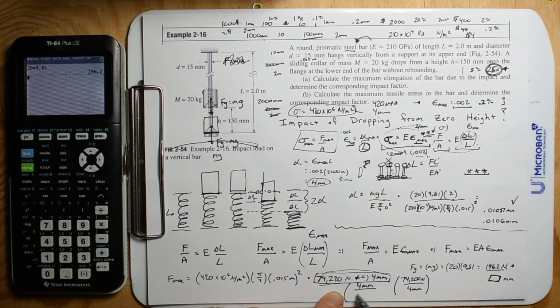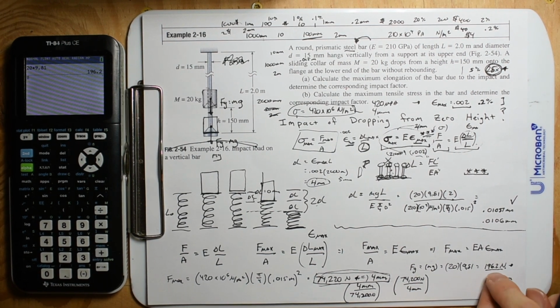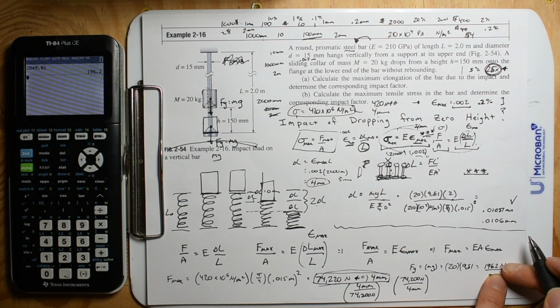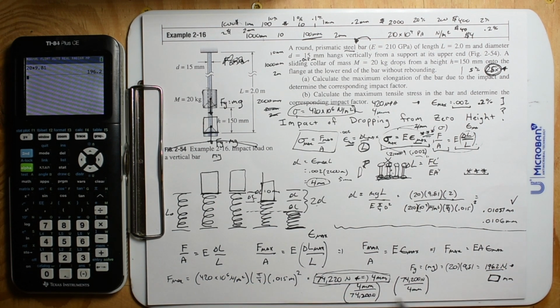4 millimeters divided by 74,200 newtons. Because if it's your first time at the rodeo, you know what I mean, one of these is useful, the other one's not very. So over here, we have 196.2 newtons. What we want to get is millimeters. So we're going to use this one, and I'm going to show you why.